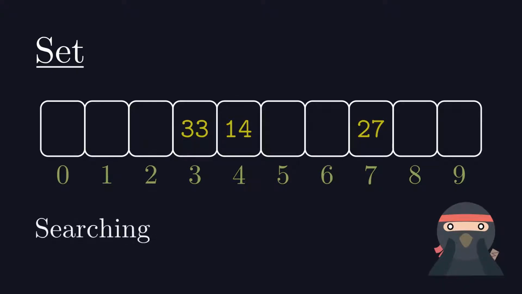We will search for 55 next. We will compare the element at index 5 with 55. If the position is empty, then the value is not in the set.